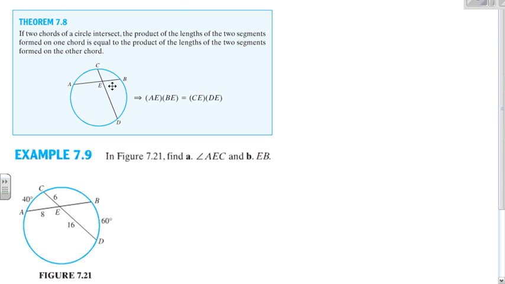Also related to chords, the chords cut each other, not into half but into pieces, and those pieces, if we call the lengths of those pieces that they cut A and B and C and D, for chords, A times B equals C times D. Or if you think about it in terms of segments, AE times BE equals CE times DE.